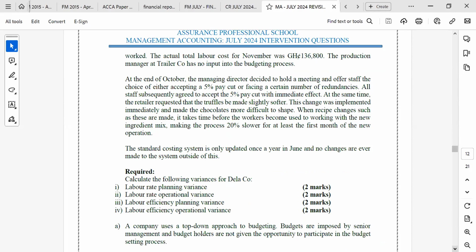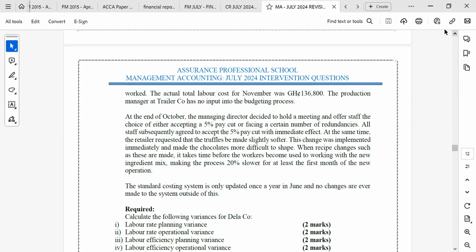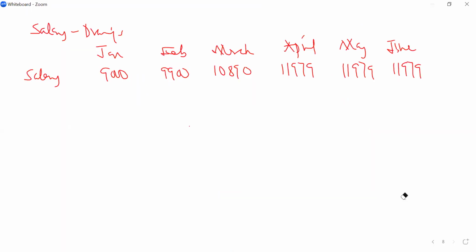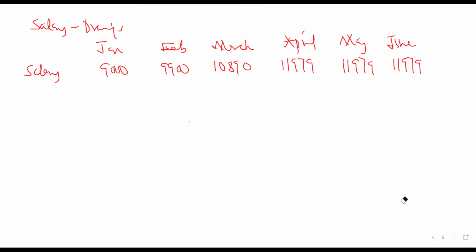So they are asking us to calculate the labor rate planning variance and also the labor rate operational variance. This is just like the normal calculation of the labor rate. So let's come to question number 3, which is the company's. Please, how do we calculate labor rate variance? Labor rate variance is calculated as comparing our flex amount for the labor against the actual amount.